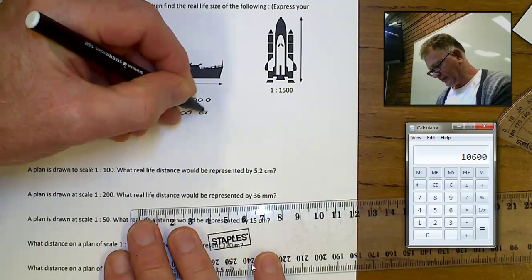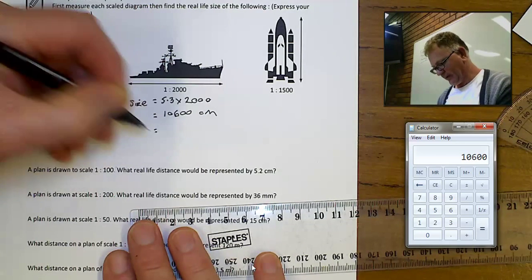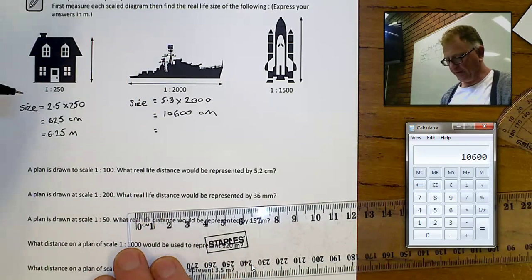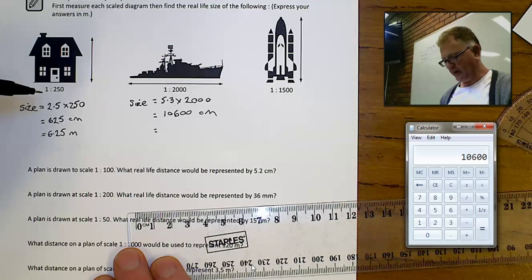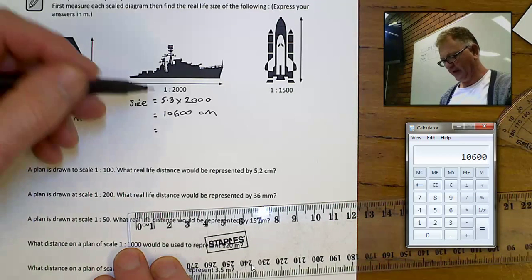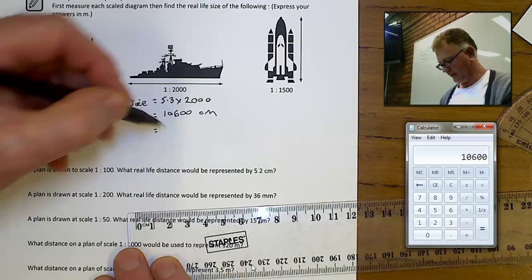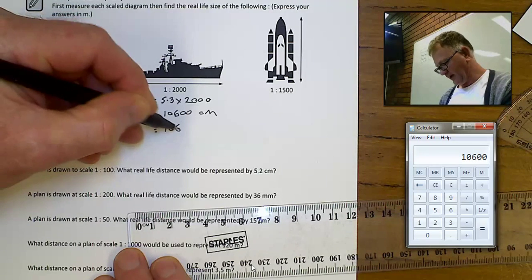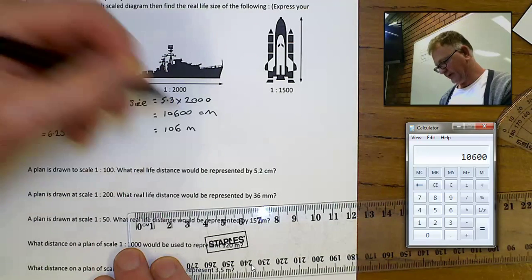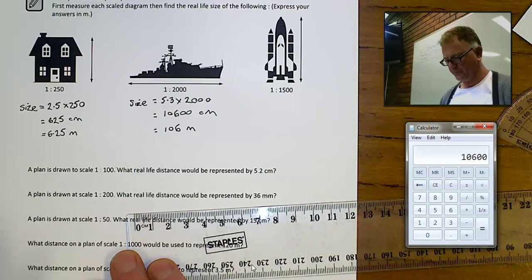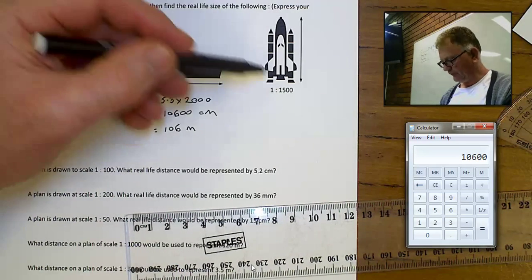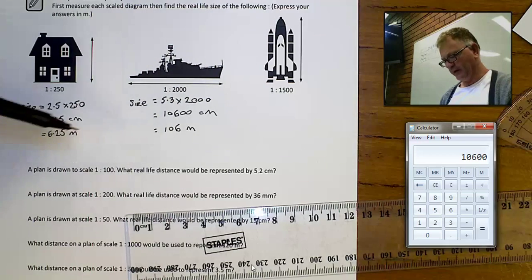10,600 centimetres, but best in this case to talk about metres, and to find out the size in metres we'll divide by 100, because 100 centimetres is a metre, or move the decimal place. You could do it on your calculator if you had to. 106 metres in length. What about the height of this rocket assembly?